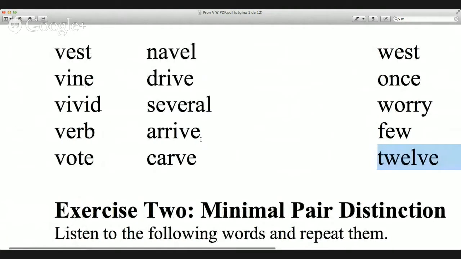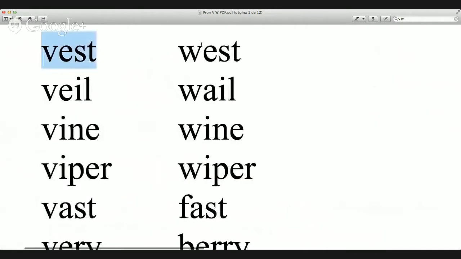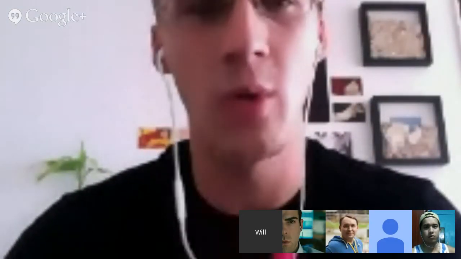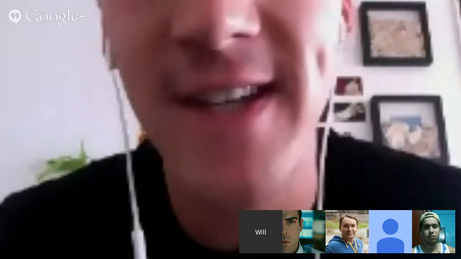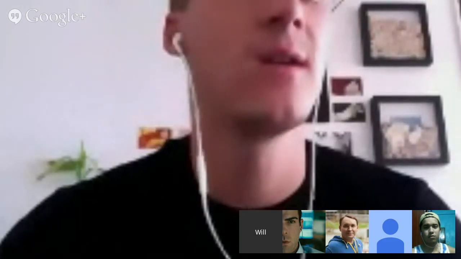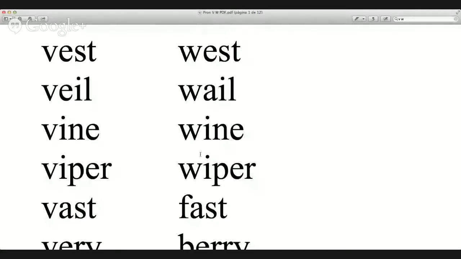Now we're going to do differences between the two. So for these two words, you have vest and west. So now we're going to have to change between the V and the W with two different words. So we'll start with vest and west. So Aldis, can you start for us again? Vest, west. Good. Jade. Vest, west. Good. Pavel. Vest, west. Good. And Peter. Vest, west. All right, very good, everyone.